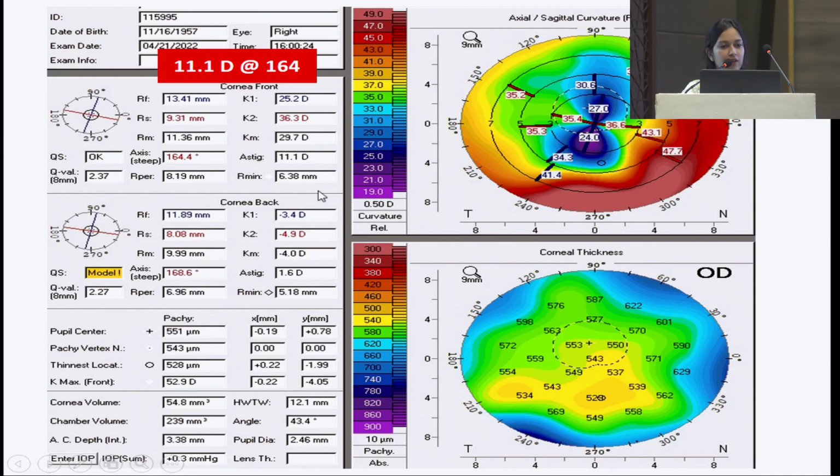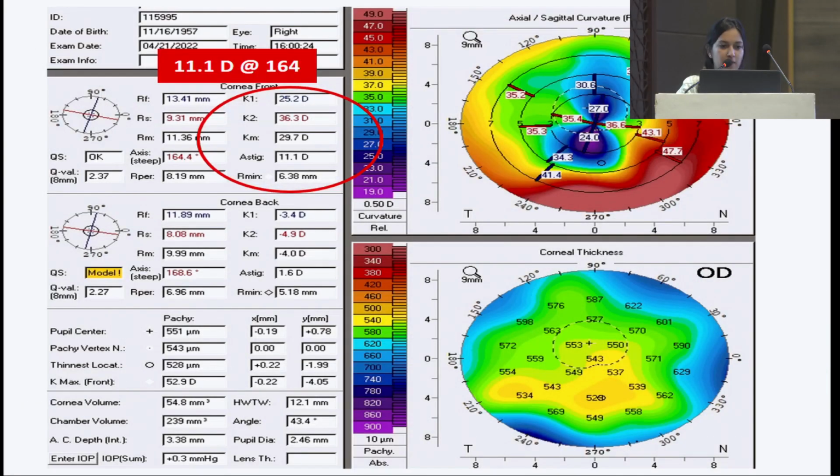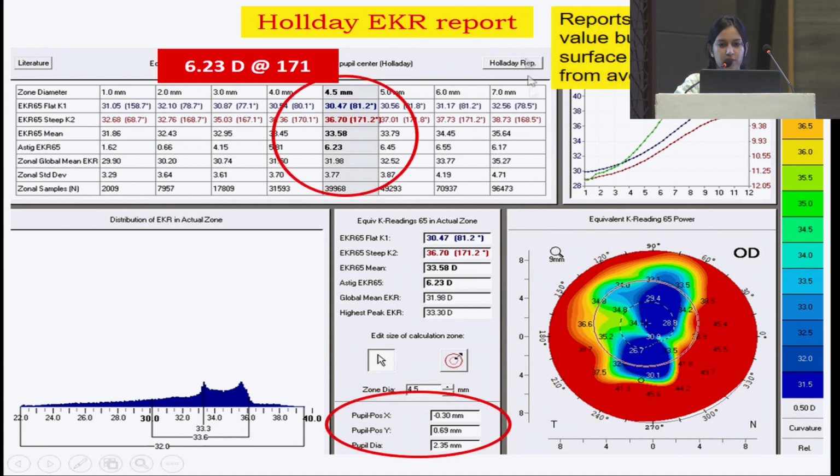Pentacam gave 11 diopters of astigmatism at 164 axis. There is a very good EKR report, the equivalent keratometry reading given by the Pentacam. It takes care of the anterior as well as the posterior corneal astigmatism, and gives you an equivalent reading of what you should plan, ideally over a 4 to 4.5 mm pupil size. The EKR map gave an astigmatism of 6.23, whereas the normal refractive map was giving 11 diopters. It was way different. It reports the keratometry value adjusted for back surface power deviation from the average.